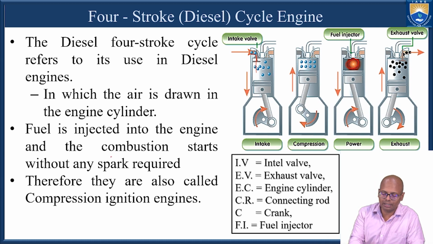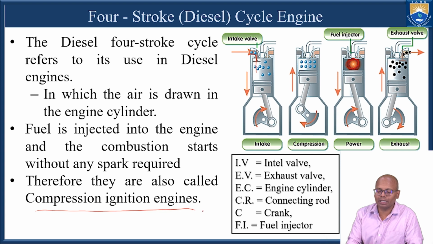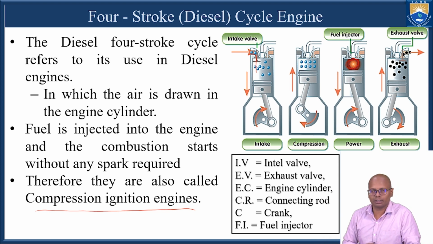That is the reason they are called compression ignition engines. So the diesel engines are called compression ignition engines and the Otto cycle engines are called spark ignition engines. That is the major difference between the spark ignition engine and the compression ignition engine. The other difference is we take only air in the diesel engine, and we take an air-fuel mixture in the petrol engine or SI engine.